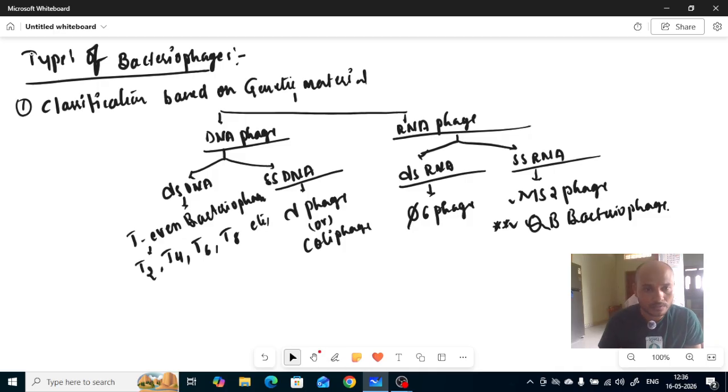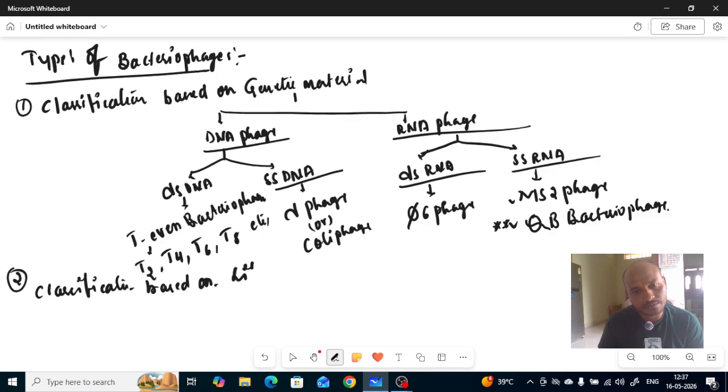Okay, right. Now coming to the next classification. The next classification is based on life cycle, or reproductive strategy. Based on the reproductive strategy or life cycle, bacteriophages are again classified into two groups.